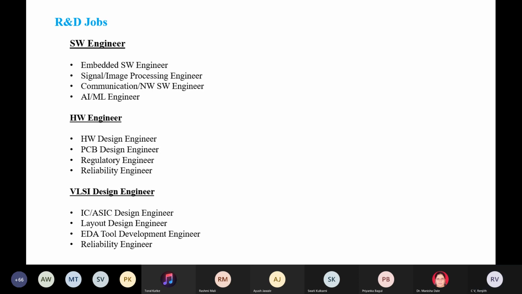Embedded, as I say, software engineer. So you have different roles within that. For example, you can start your career as an embedded software engineer, but of course you can move to signal processing later if you have a good skill set. That's possible, but you cannot move from software to hardware and vice versa. So you have to be very clear. Choosing the right job is the most important thing.